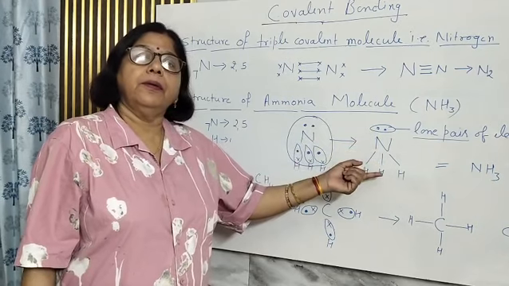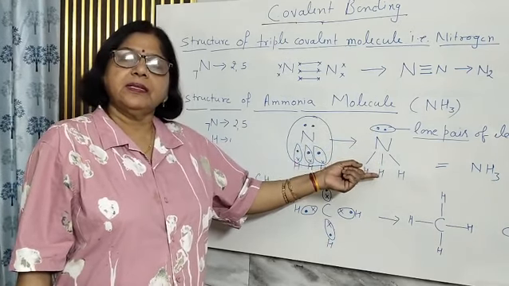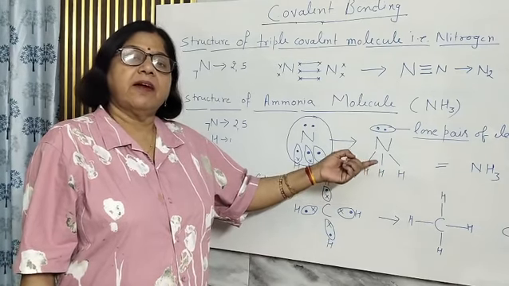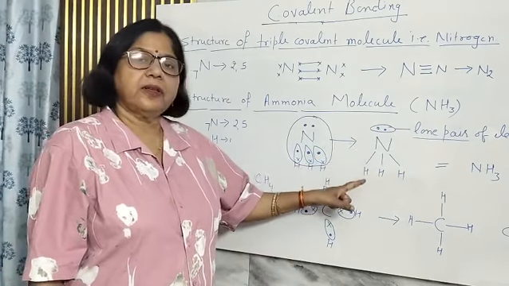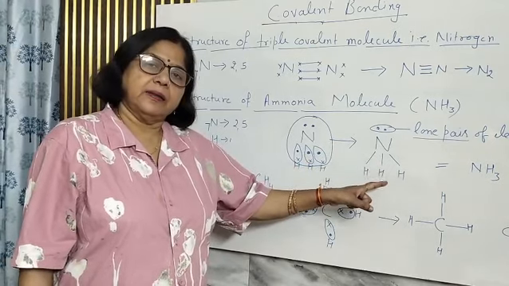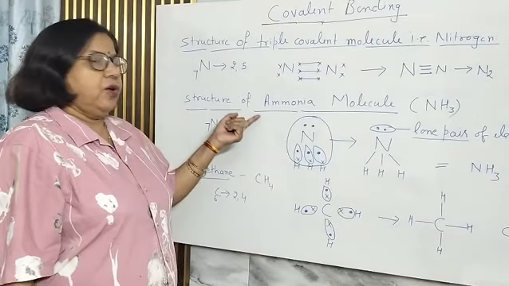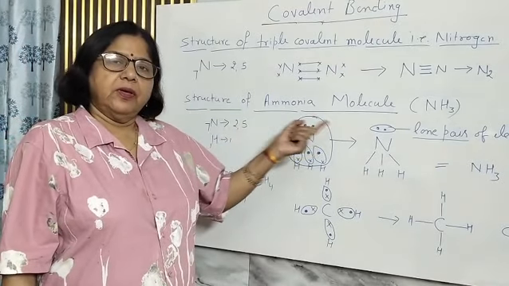Alright. So this is how the ammonia molecule is formed. It is a heterogeneous molecule, meaning it has 2 types of atoms, nitrogen and 3 hydrogen atoms. Alright. So this is the structure of the ammonia molecule.